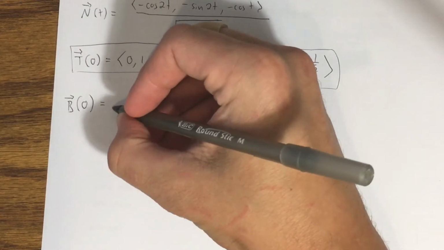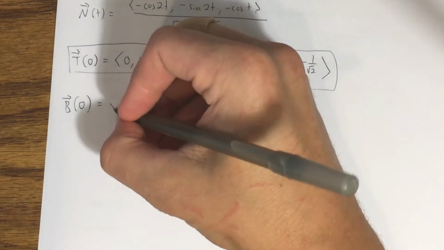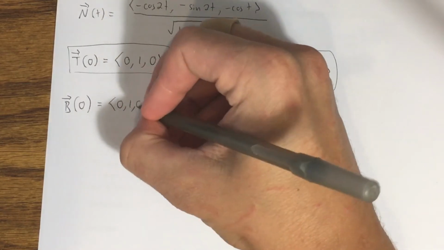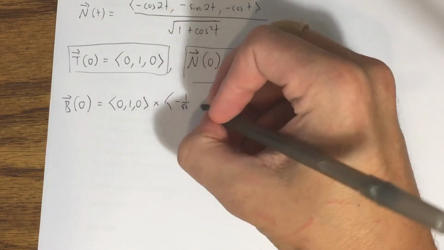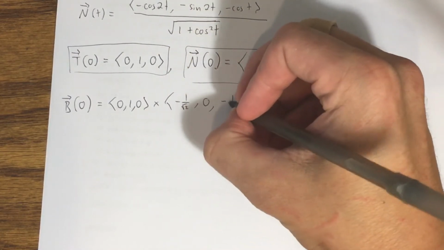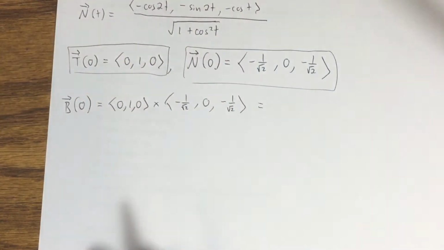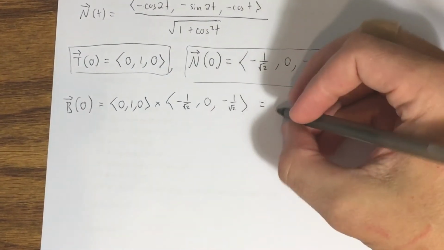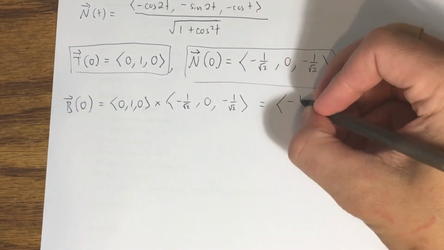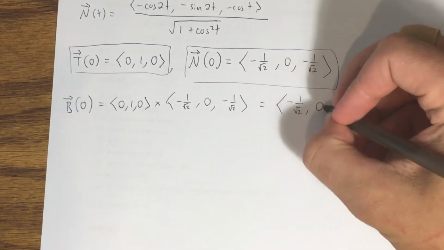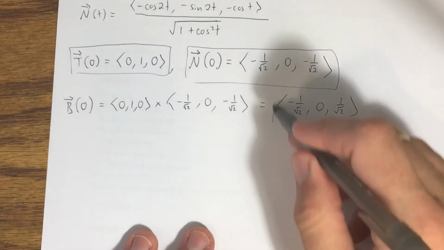So this will equal T of 0 cross N of 0, or in other words, 0, 1, 0 cross negative 1 over root 2, 0, negative 1 over root 2. I'll let you work out the cross product by doing the determinant and everything, but this one comes out to negative 1 over root 2, 0, 1 over root 2. So we're going to save a little time just by jumping straight to that answer.